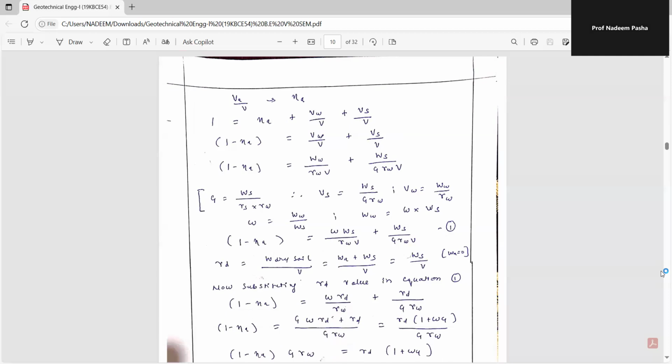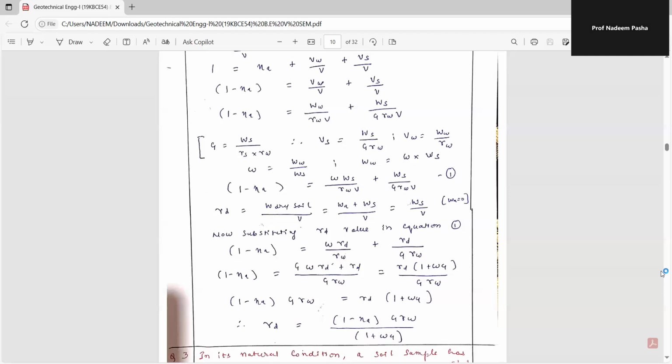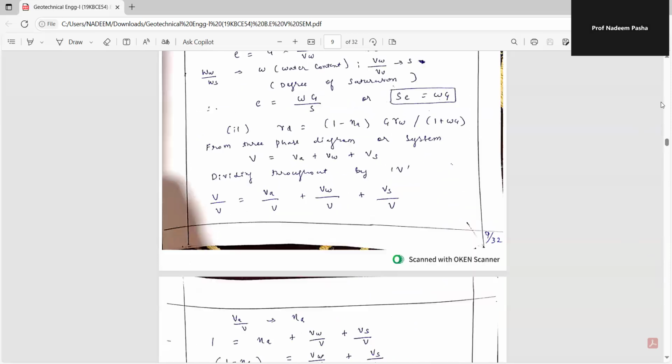Or if you take it, 1 minus eta equal to gamma d into (W G plus 1) divided by G gamma W. If you do the calculation, it comes out to be gamma d into bracket 1 plus WG divided by G gamma W. Or your 1 minus eta a, G gamma W is equal to gamma d into 1 plus WG. Finally, gamma d is equal to (1 minus eta a) into G into gamma W divided by 1 plus WG. So this completes our derivation of these two relations, which carry 8 marks.